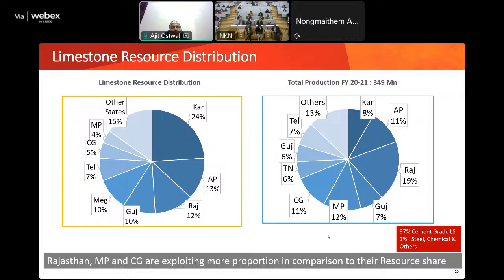If we see the limestone resource distribution state-wise, Karnataka has the largest limestone resources, a 24% share. Andhra Pradesh 13%, Rajasthan 12%, and Gujarat, Meghalaya, Telangana, Chhattisgarh, MP, and other states are 15%. But if we see production in different states, Rajasthan, though its resource share is 12%, has 19% of total production. Similarly, Andhra Pradesh produces 11%, and other states like MP and Chhattisgarh 12% and 11%. So states like Rajasthan, MP, and Chhattisgarh are exploiting a greater proportion in comparison to their resource share. Of the total limestone produced in India, 97% is cement grade limestone, and the rest 3% is steel grade, chemical, and other limestone.